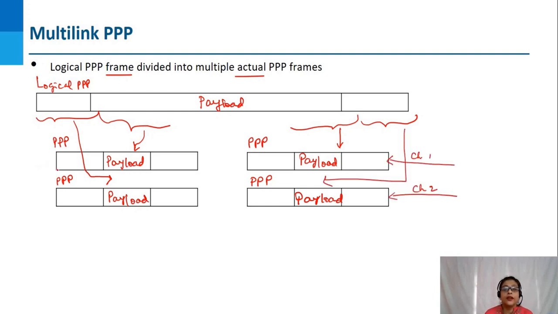There can be several channels like channel 1, channel 2, channel 3 and channel 4. If the protocol field is set to 003D, that means this logical PPP frame is divided into several actual PPP frames and they are then used for multi-link PPP.